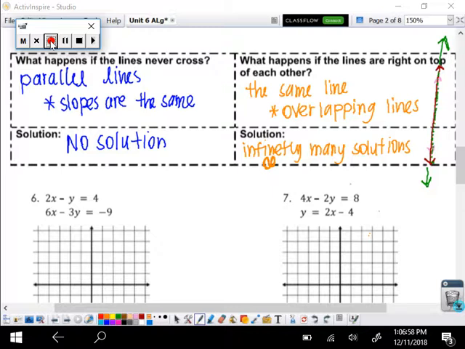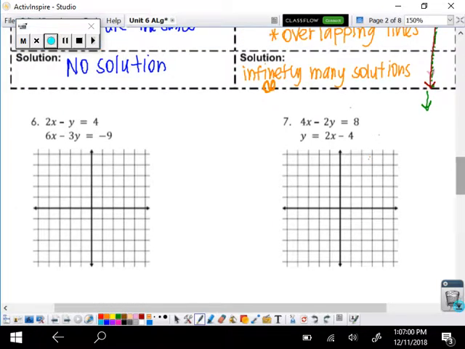Okay, so let's go back to what happens if the lines never cross, and what happens if the lines are right on top of each other. So I have a little graph that got erased here too. Let's regraph these. I'll put them in slope-intercept.